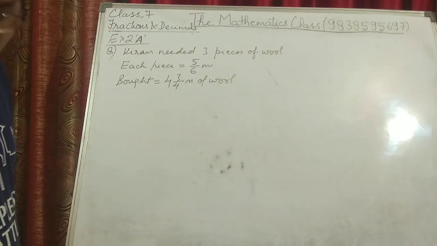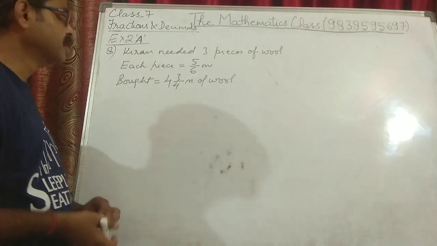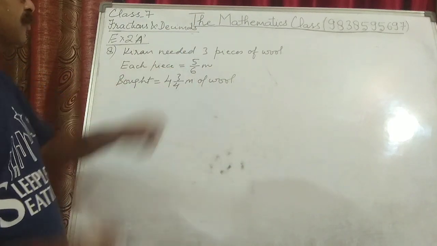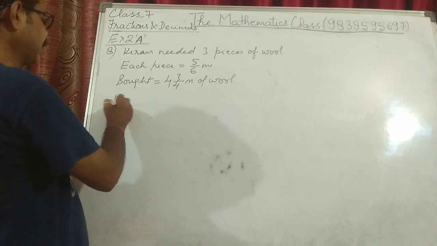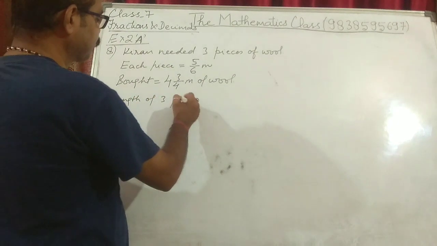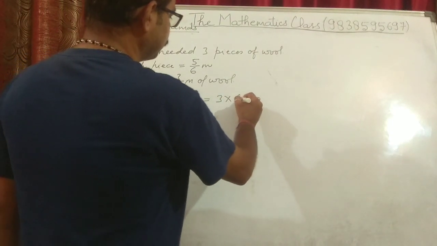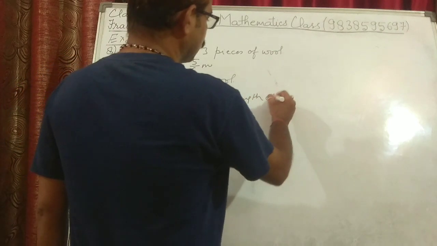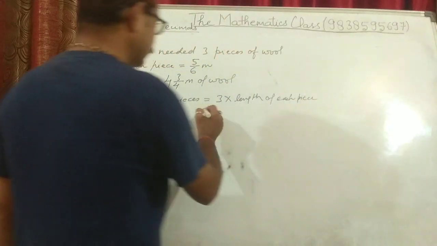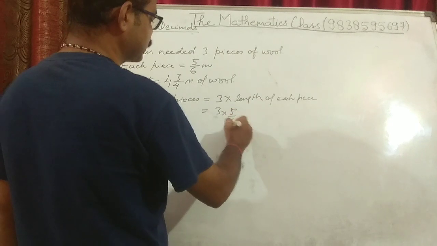You have to find how much wool she should have left over. She needed how many pieces? 3 pieces. Length of each piece is 5 upon 6. So we will calculate the length of 3 pieces. That will be 3 into the length of each piece. So each piece length is how much? It is 5 upon 6 meter.